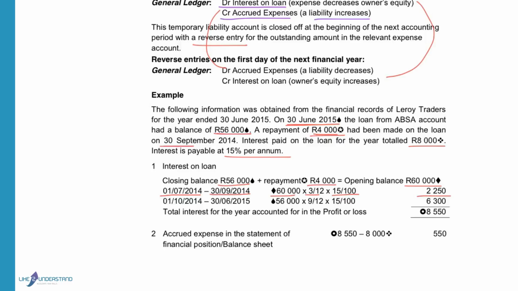2,250. From the 1st of October, after the repayment was made, until the last day of the financial year, 30 June, the business owed 56,000 Rand for 9 months at 15%. So that gives you 6,300, and if we add up, we see that the total amount for interest that should appear in your income statement as the expense for the current year is 8,550. The amount that was already paid according to the ledger was 8,000. The total amount that you have to pay is 8,550 minus the 8,000. So that means there's still 550 Rand outstanding at the end of the year.